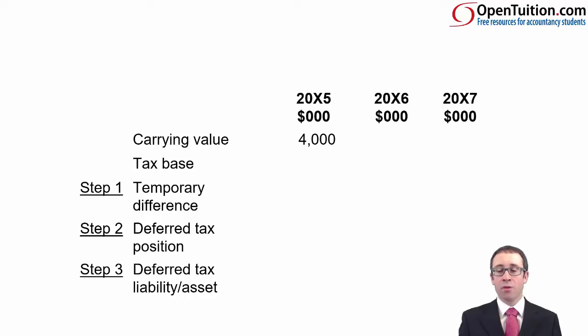So carrying value in year 1, x5 was 5. Tax base was 2,500. The difference between the two is 1,500. And to work out the deferred tax position, you multiply the temporary difference by the tax rate of 20%. Does that give you 20% of 1,500, which is 300? You've then got to work out, is it deferred tax liability or a deferred tax asset? And here it's a liability, isn't it?